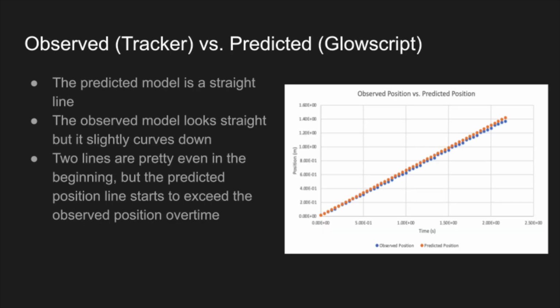After creating the models, I created a scatter plot to compare them. So the predicted model was basically a straight line. The observed model also looked like a straight line, but it's slightly curved down over time. So the two lines are pretty even in the beginning, but the predicted position line starts to exceed the observed position over time, so there's a discrepancy.